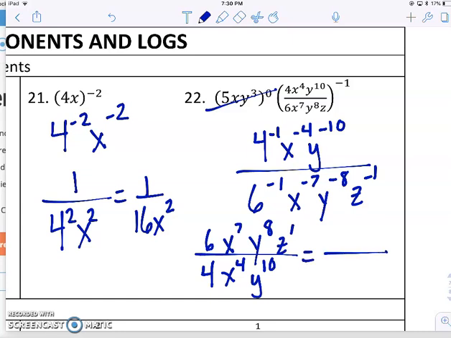And now reduce everything down. 3 over 2. So x third. Y squared on the bottom. Z to the first on top.